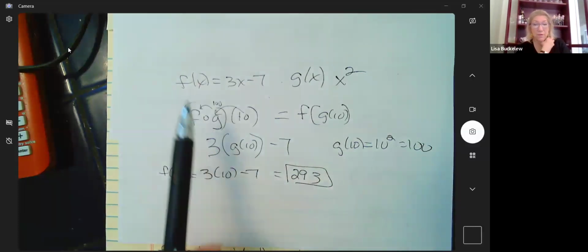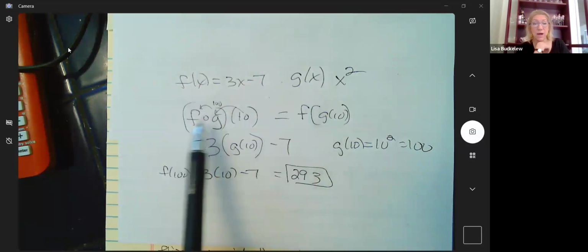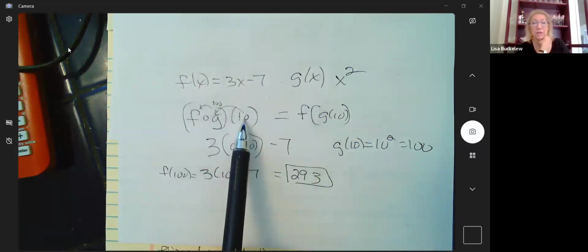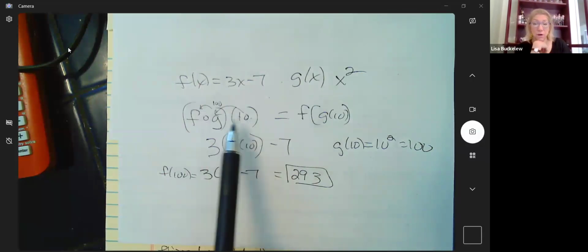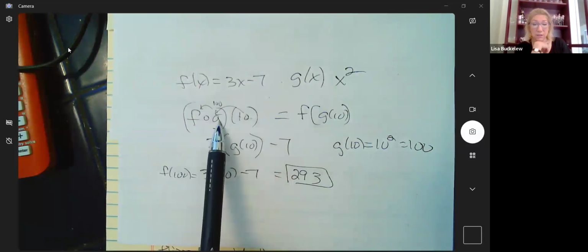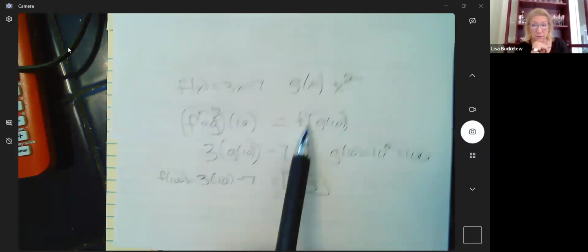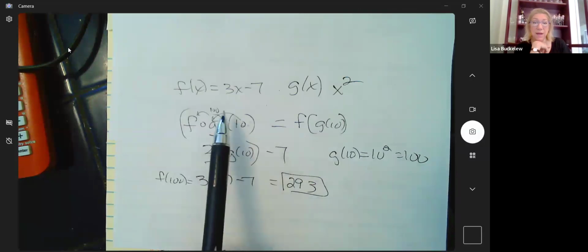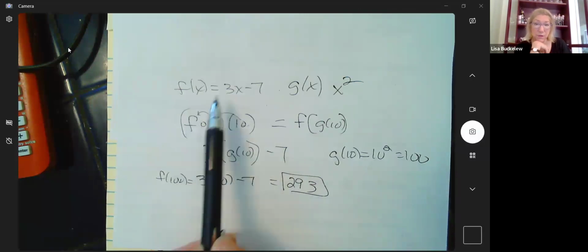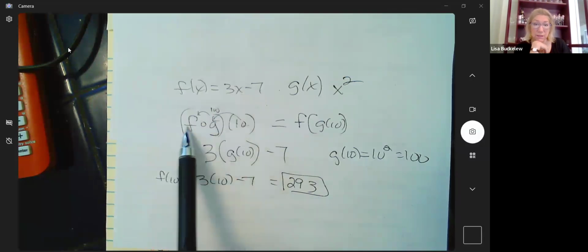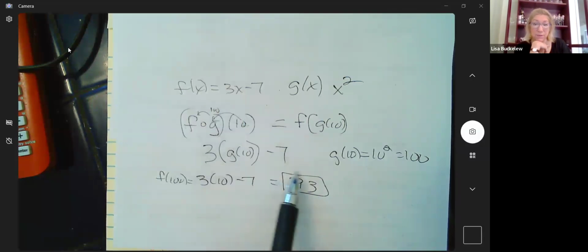So if you have 2 functions given to you and you have a composition between the 2, if it's a number here, you don't have to do the general case with the x's like we did on the practice there. You can start with that specific number, plug it into the function nearest it, 10, and then take that answer that you got out of g of x and use it as an input to the next one. So now we're going to put 100 in here, because that's the next function out. 3 times 100 minus 7 is 293.